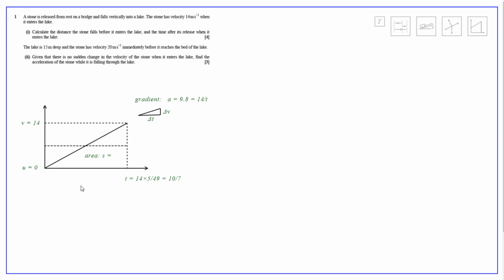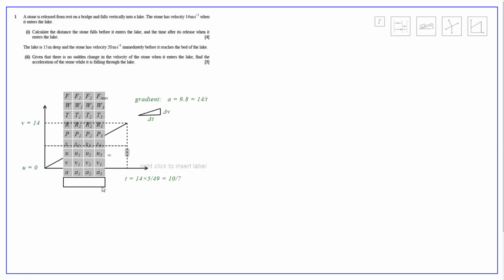Anyway, here we can see the distance travelled in this first episode of question 1 is going to be the time taken times the average speed, which we can see is 7. So whether we think about the triangle or the rectangle, which is half as high, we have the time times 7. So the 7's cancel and the distance is 10.